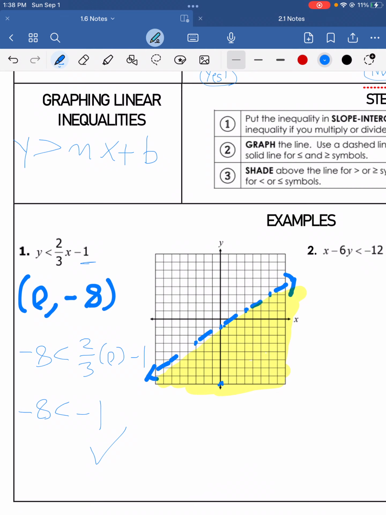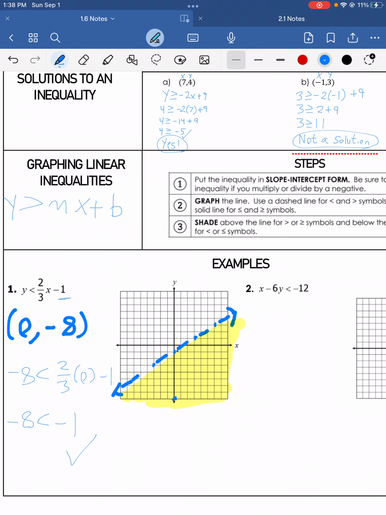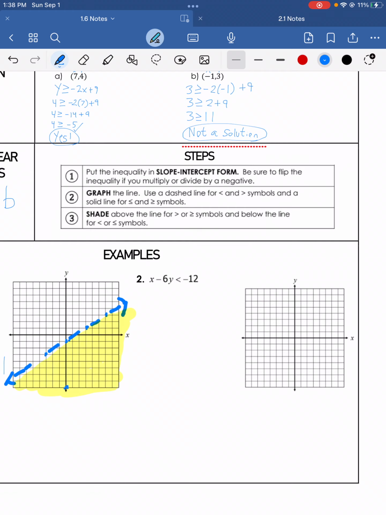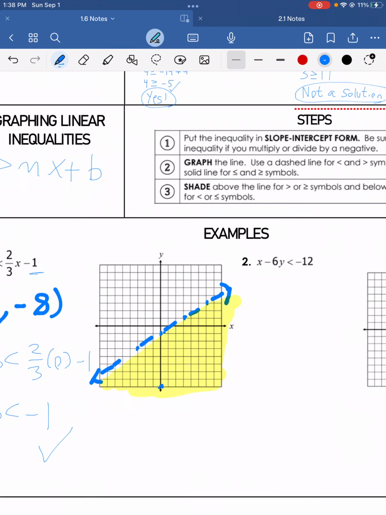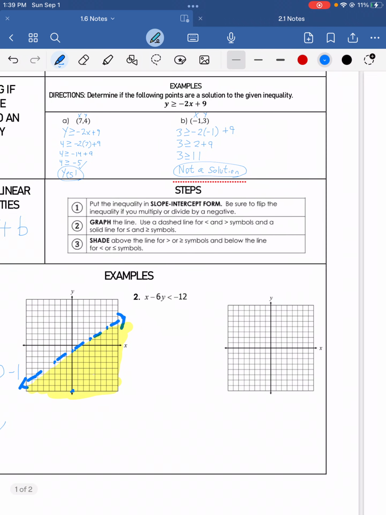Okay. Now, you don't have to check. I mean, if it's less than, you know you're going to be shading below. That's just if you want to check, okay? I know some people even say, just pick a point anywhere on the graph, and if that point is a solution, you're going to shade that area. If it's not a solution, you're going to shade the area opposite from it, okay?